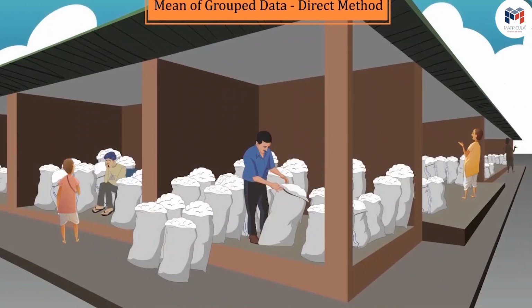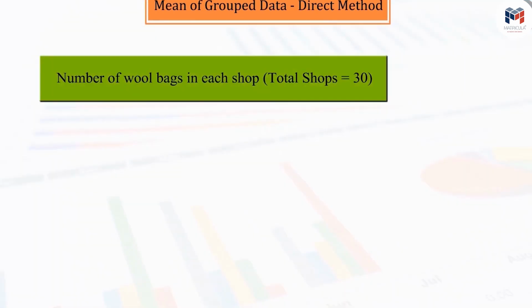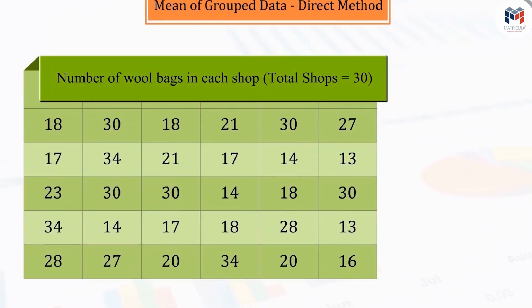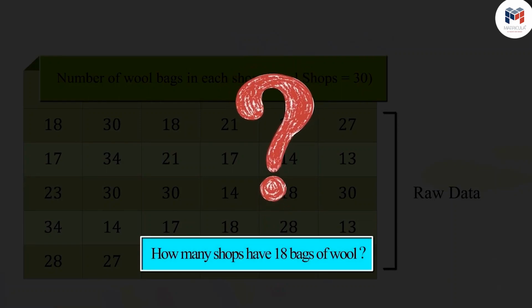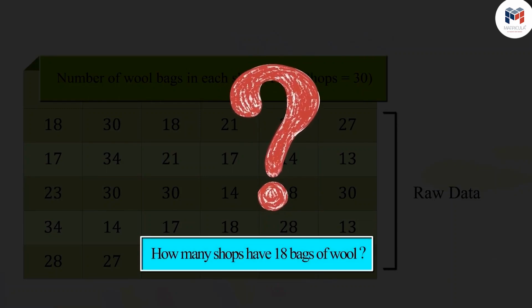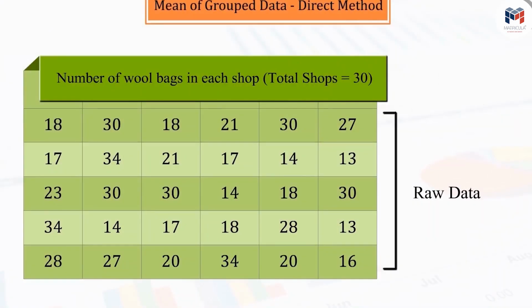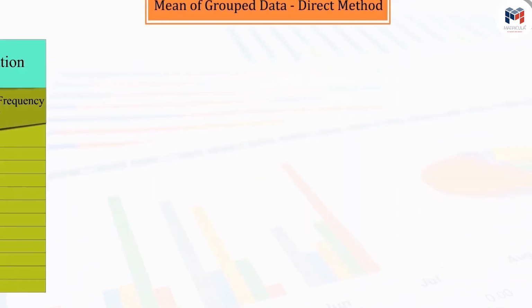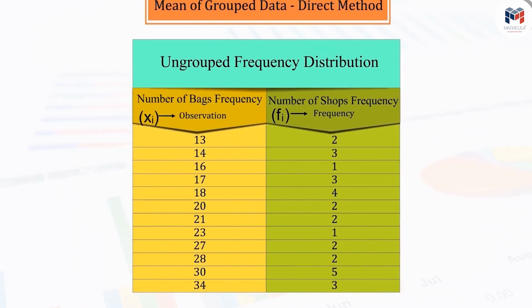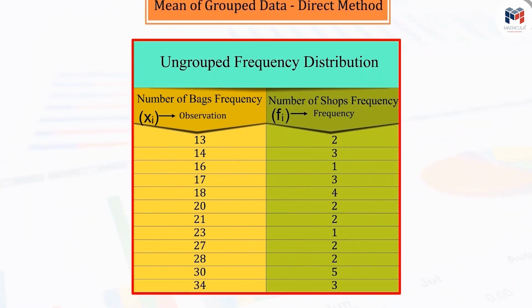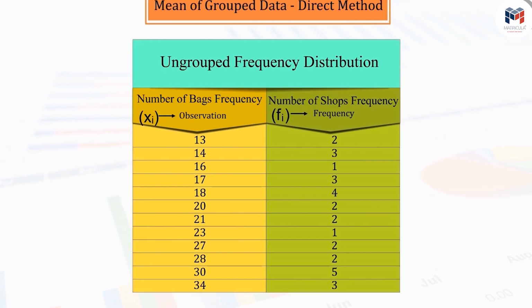The number of individual bags of wool kept in the 30 shops located in the wool market is represented as follows. We refer to this as raw data. With the help of this data, can you tell how many shops have 18 wool bags? Absolutely correct. We have already learned to use the ungrouped frequency distribution tables to solve these types of problems, which is represented by the following table. By looking at the table, we can tell that there are 4 shops that have 18 wool bags each.